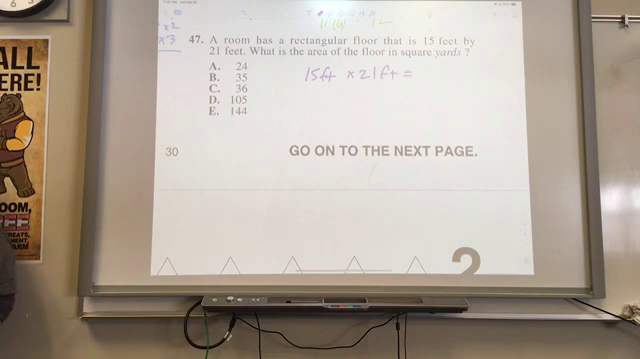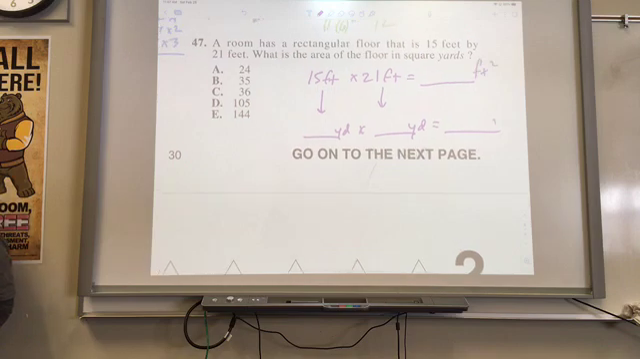I want you guys to think about this. If you go one way, it's really easy. If you go the other way, you do it wrong, basically.